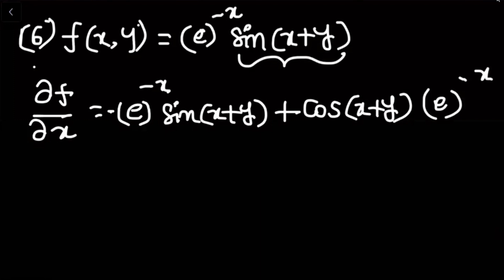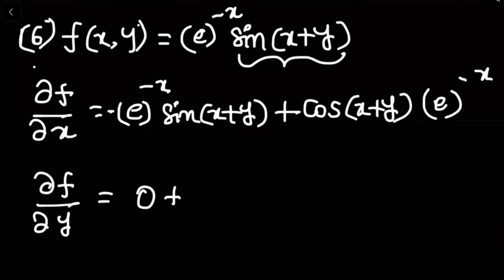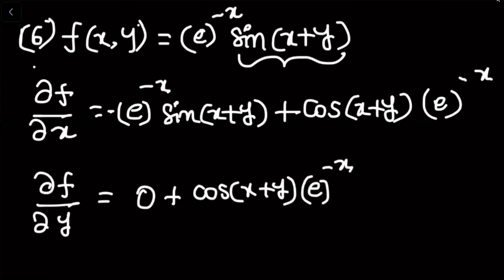Okay, ∂f/∂y. What we'll get is, since e^(−x) is a constant, its derivative is 0. 0 multiplied by sin(x + y) gives 0, plus sin(x + y) cos(x + y) times e^(−x). We have used the product rule of differentiation in this formula. I'm sure you will know about this.